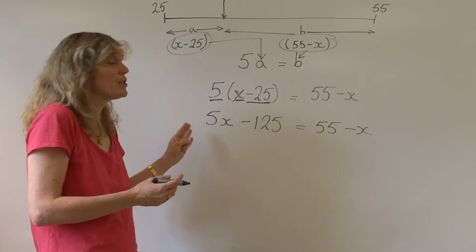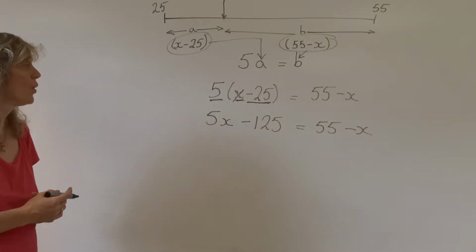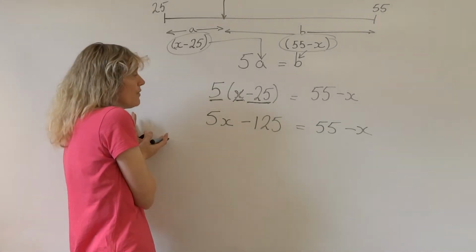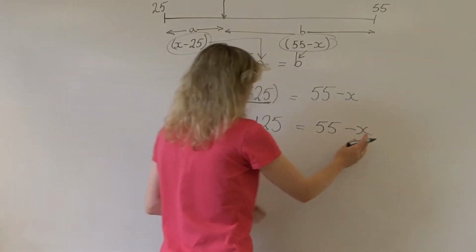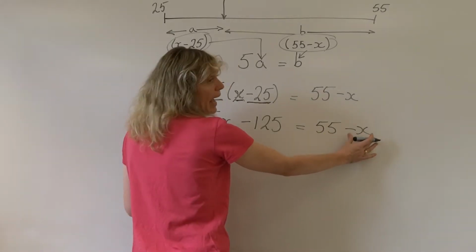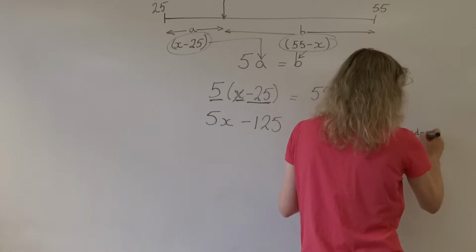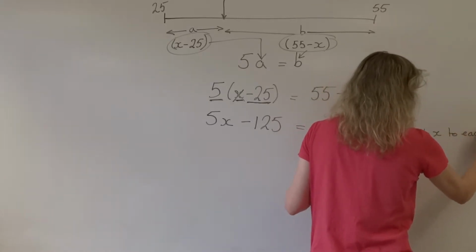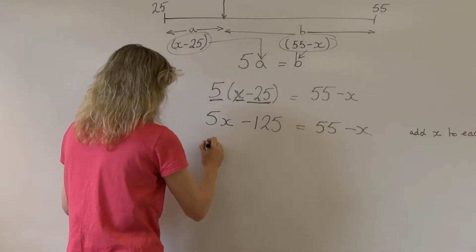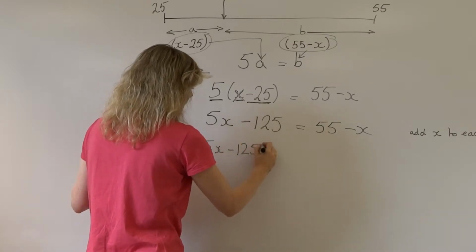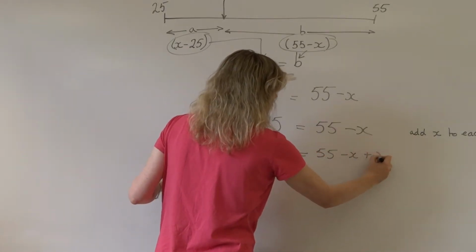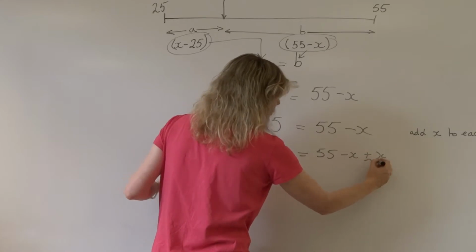I now have one equation and one unknown, so it's easy to solve. What do I do? Well, one step at a time. I want all my x's on my left-hand side of the equal sign and all my numbers on the right-hand side of the equal sign. So the first thing I'll do is I will try and get rid of this minus x here. How can I do that? If I add 1x to each side, I will be able to get rid of the minus x here. So my first step would be to take 5x minus 125 plus 1x equals 55 minus x plus 1x. I've just added x to both sides of the equation.